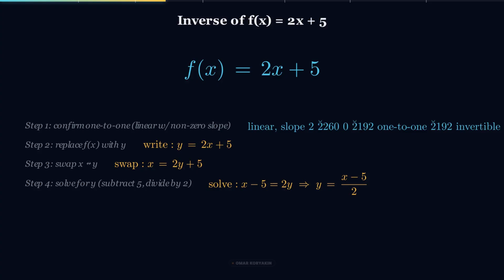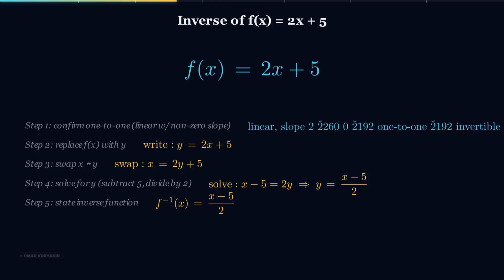Step 5. Verify the other direction by composing f inverse with f. F inverse of f of x equals f inverse of 2x plus 5, which equals the quantity 2x plus 5 minus 5 over 2, which equals 2x over 2, which equals x. Same identity result. Both compositions return the input unchanged, confirming f inverse is the correct inverse function.